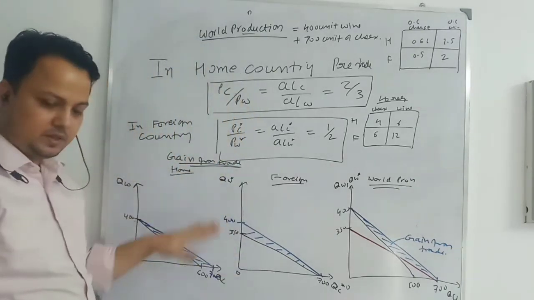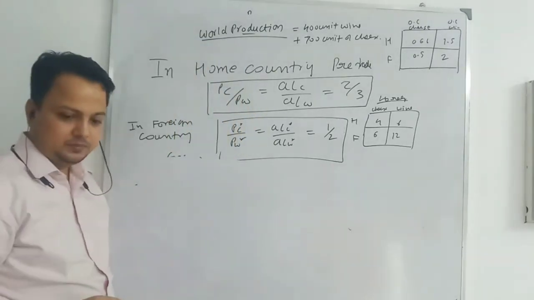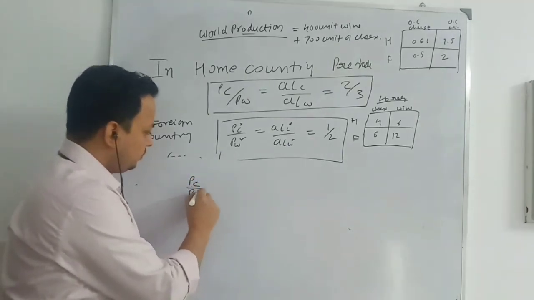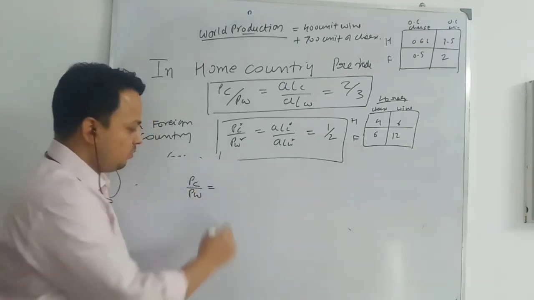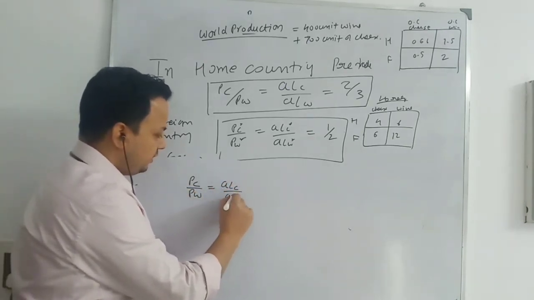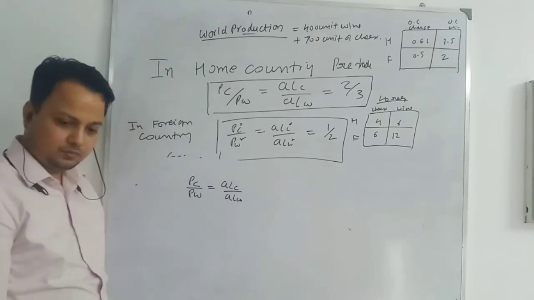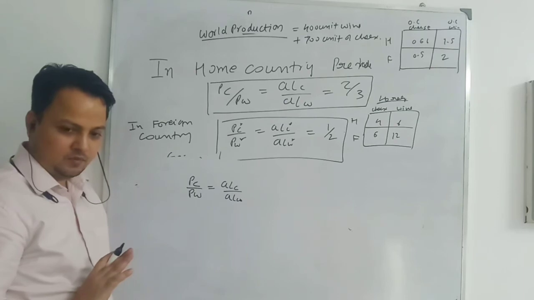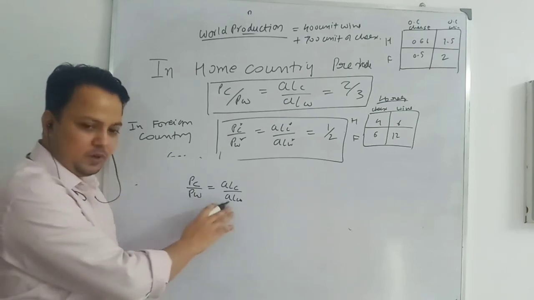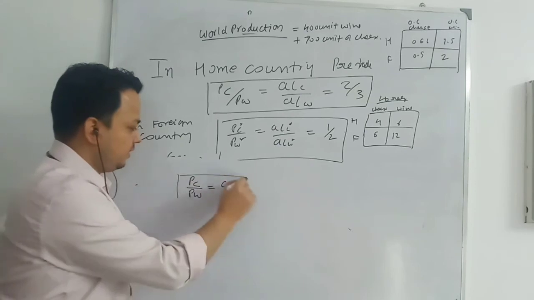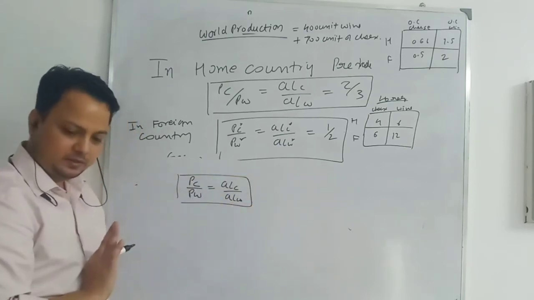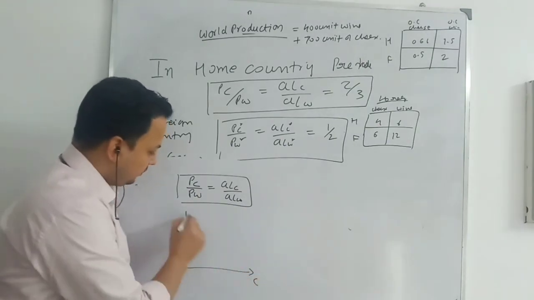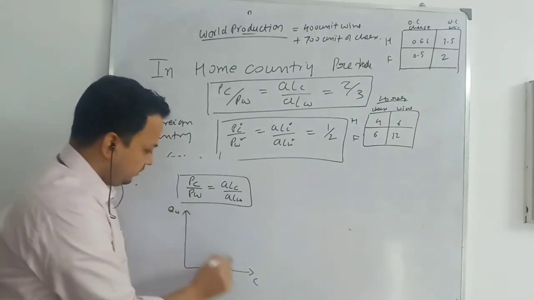Everyone has written this one? Done? In the pre-trade situation, what we have said: PC by PW, that means the relative price of cheese, must be equal to the opportunity cost of producing cheese in the home country, right? Yes or no? In the home country, in the pre-trade situation, we have been in this case. Everyone agree? So we have taken cheese here and quantity of wine here.